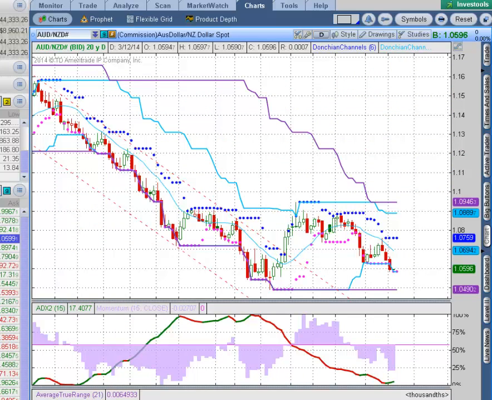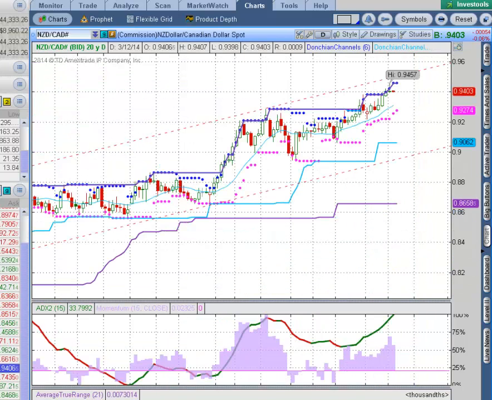Let's now look at the New Zealand dollar pairs. Generally, the New Zealand dollar pairs have a large bid-ask spread, so they're not ideal to trade. Here's the Aussie New Zealand dollar. Price seems to be moving in a sideways channel.